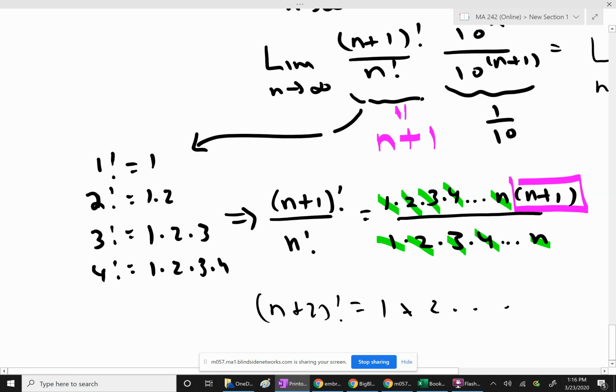It's interesting that this grows so fast. If you type in 70 factorial on your calculator, a lot of calculators can't even do it. It's that large a number.